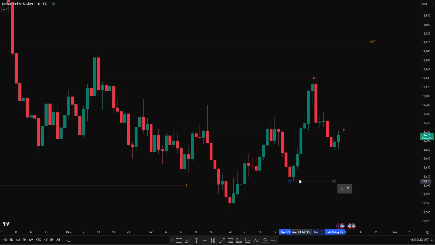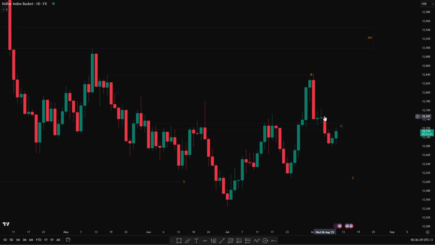So this becomes the sell side, the draw on liquidity, our target, and this is our bias bearish simply after this close over here, and this is our point of interest to short from.